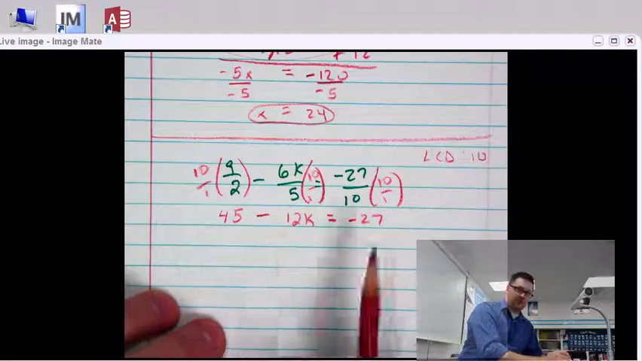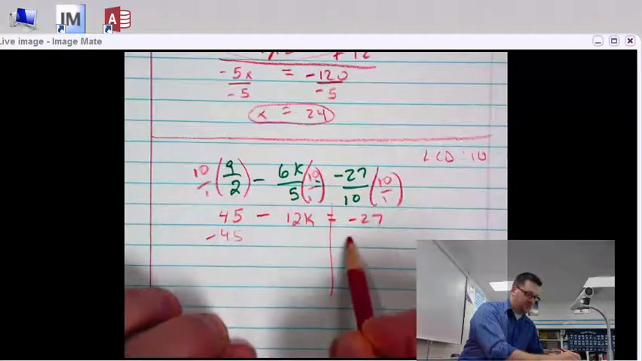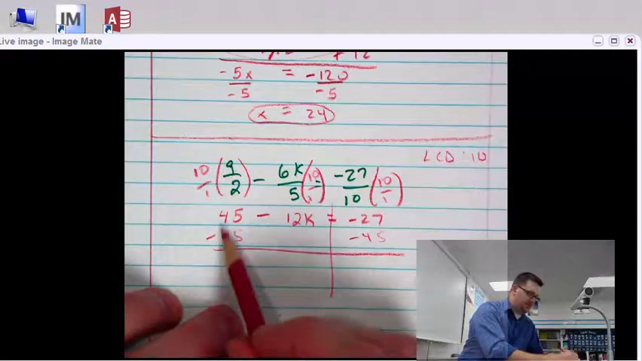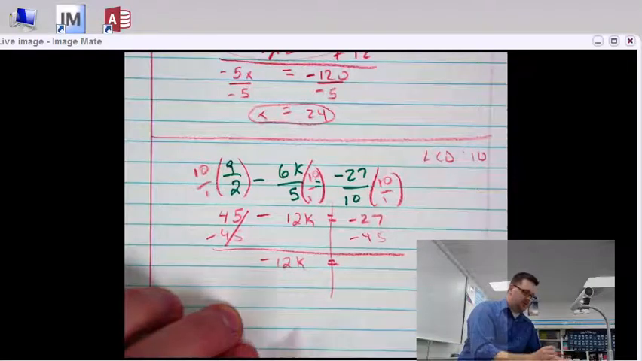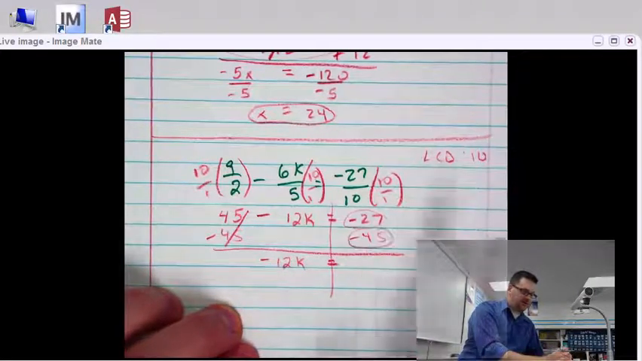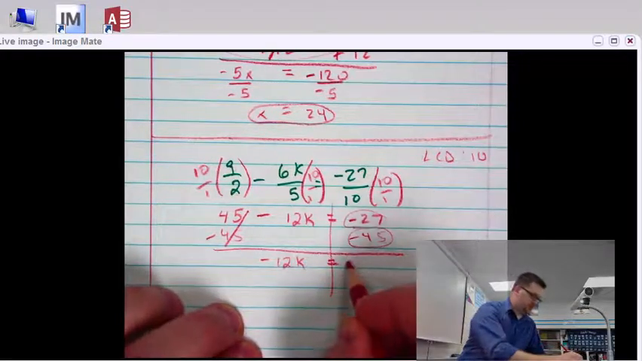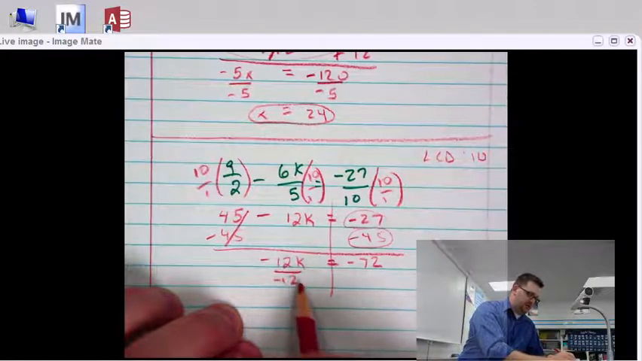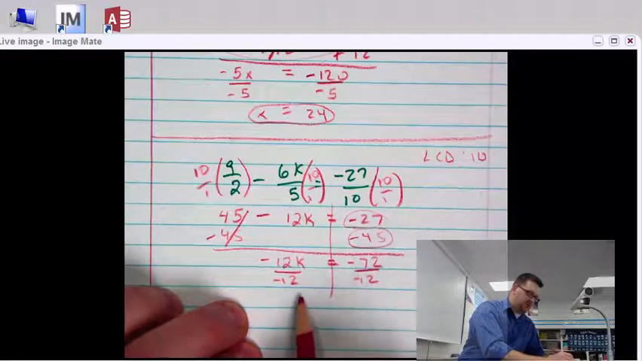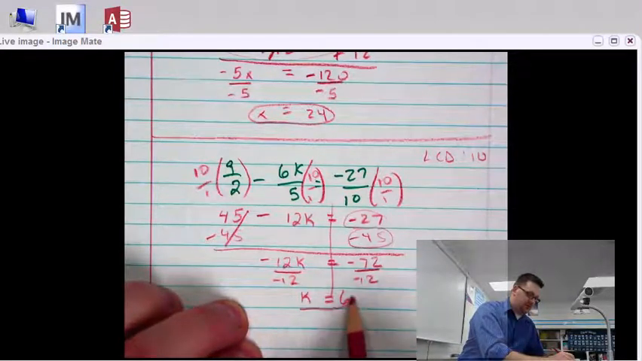So now we can solve just like normal. Draw the wall if you need to. Subtract 45 from both sides. Those go away, leaving me with negative 12k equals, use your calculator, negative 27 minus 45. That gave me negative 72, hopefully it did you as well. Divide by negative 12. Again, please use your calculator. Negative 72 divided by negative 12 is positive 6.